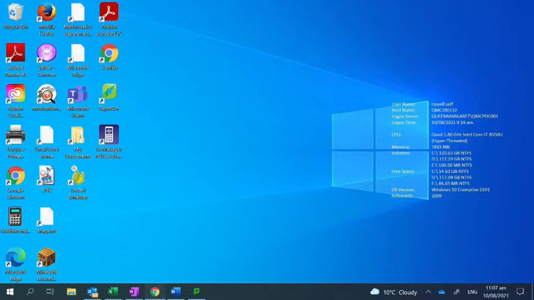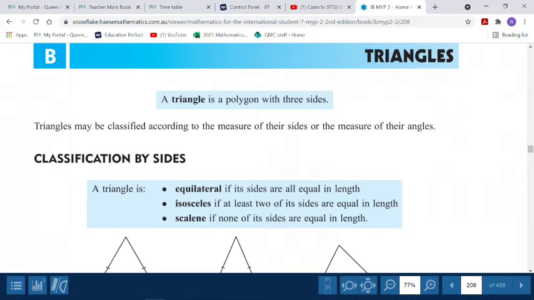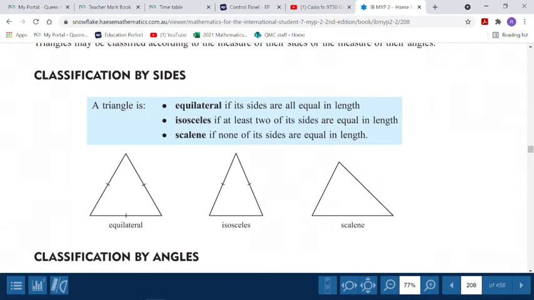Okay, so here we go. Looking at your book, I'm on page 208 if anybody's wondering. The first one we're going to look at is classification by sides. When you're classifying triangles by sides, it's the measures, the lengths of the sides that we're talking about. And the first one we're going to talk about is called equilateral. Well, it has a key word in there. What's the key word for equilateral? Equal, exactly. So the sides are all equal in length.